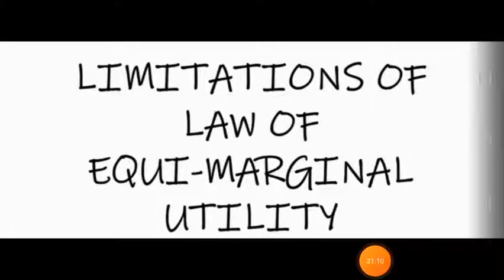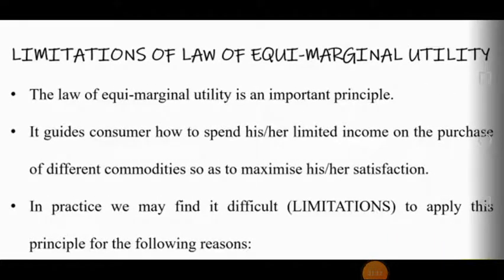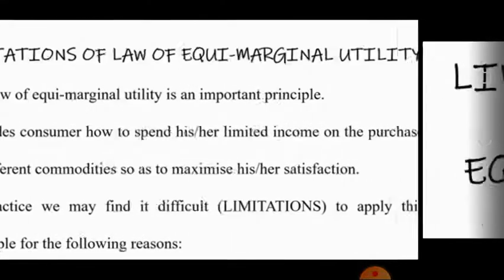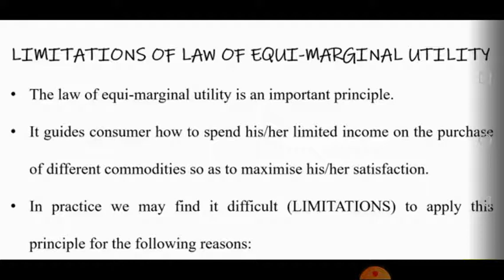Next topic is the limitations of this law. So the limitations are: the law of equimarginal utility is an important principle. It guides the consumer how to spend her limited income on the purchase of different commodities. But in practice, we may find it difficult to apply this principle because it is very difficult to find out which commodity to purchase in what quantity. It is very difficult. So this is the end of the first approach, that is the cardinal approach.